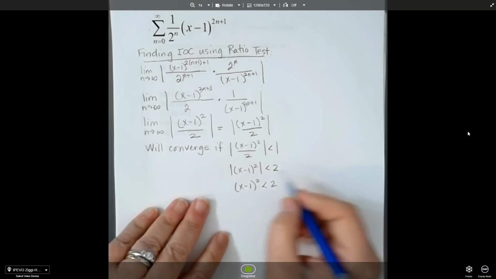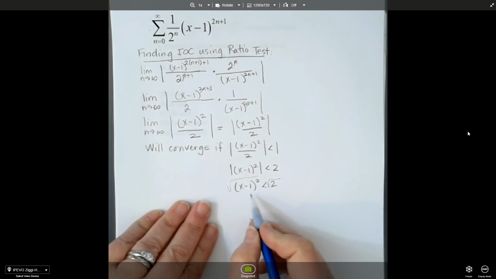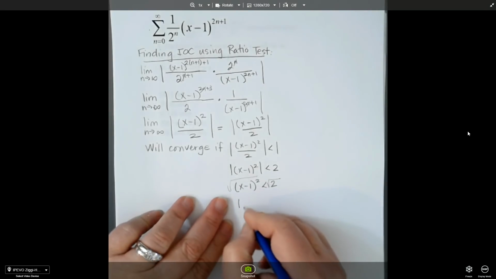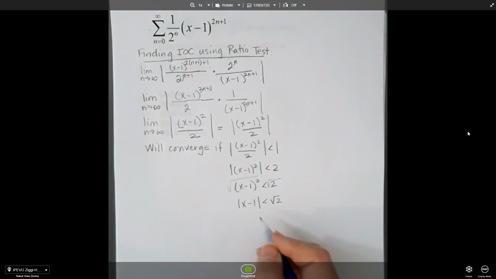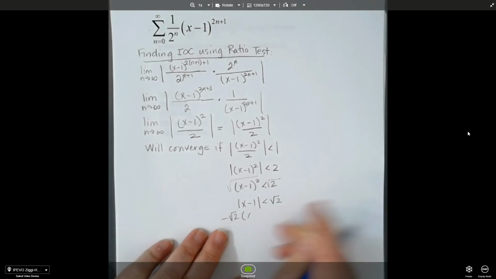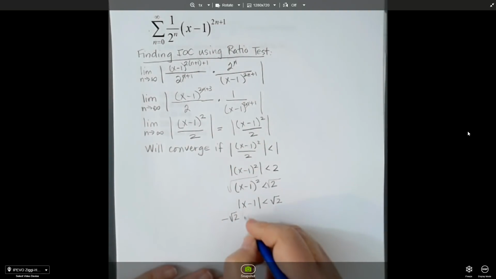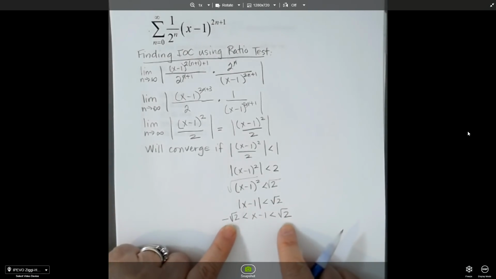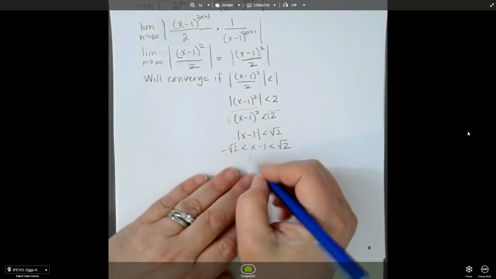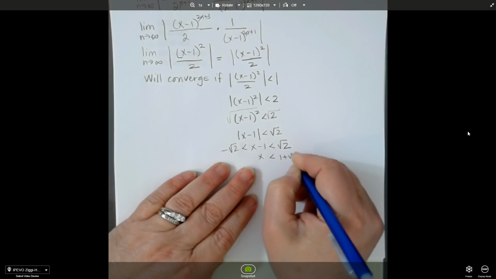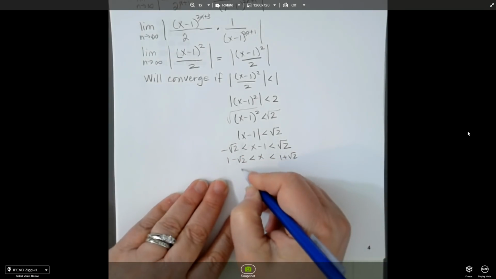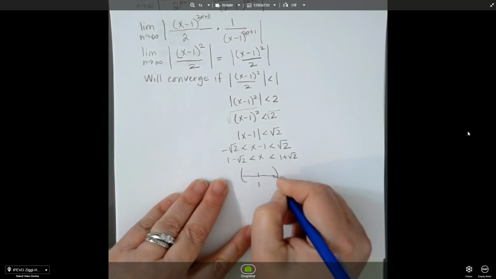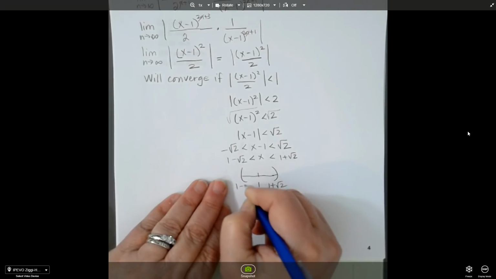Now, I know we've talked about in the past, when you take the square root of a square like this, you're going to get the absolute value of x minus 1 is less than root 2. And now I can do this with ease because I know it's going to lie between negative root 2 and positive root 2. So x minus 1 lies between negative root 2 and positive root 2. And then if I add 1 to each, we're going to get x lies between 1 minus root 2 and 1 plus root 2. So my interval of convergence is going to be my little TIE fighter centered at 1. This will be 1 plus root 2, and this will be 1 minus root 2.